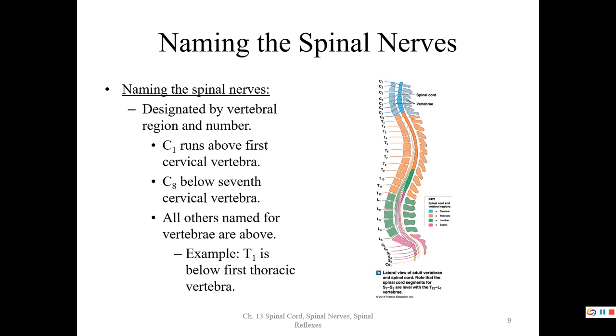Okay. Now, there are 7 cervical vertebrae, 12 thoracic, 5 lumbar, 5 sacral, and then there's the coccyx. So what happens is there's an odd man out. For some reason in the neck, we number them for the vertebrae they're above, and everywhere else for the vertebrae they're below. There's an odd man out. We call that odd man out C8.